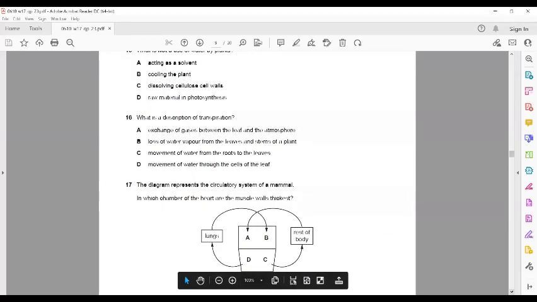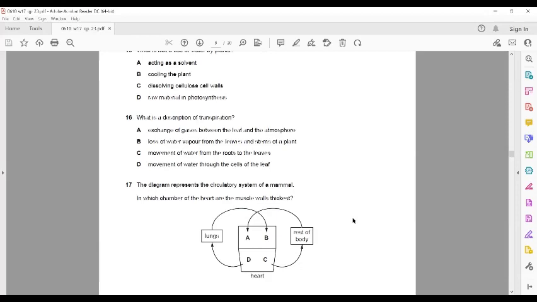Question number 16, what is the description of transpiration? Transpiration is like sweating in a human being. So it's the loss of water from the plants. By saying this word, I think you can easily understand that it should be B. But I just wanted to go through the options again. Exchange of gases between the leaf and atmosphere? No, that's diffusion or gas exchange.